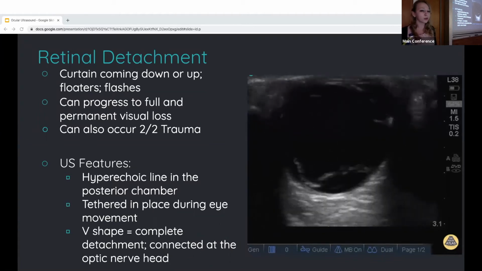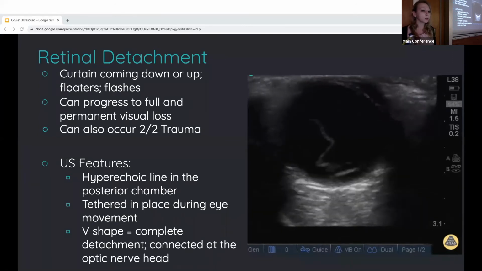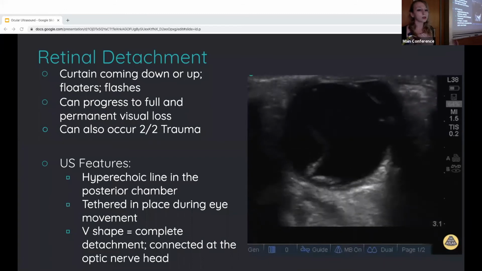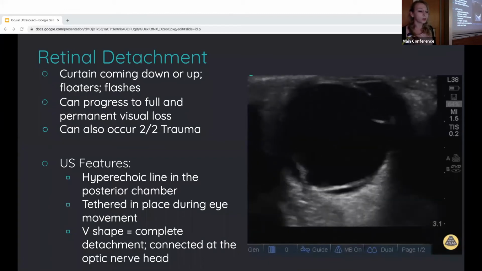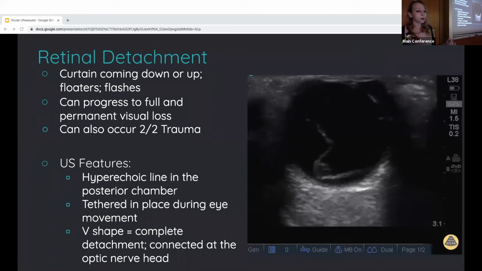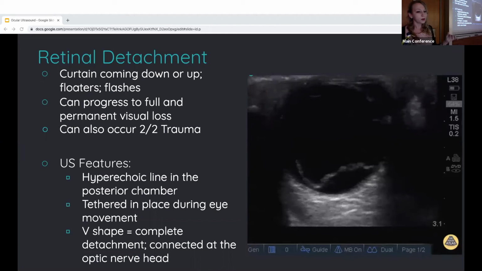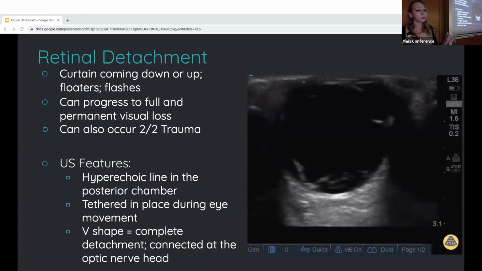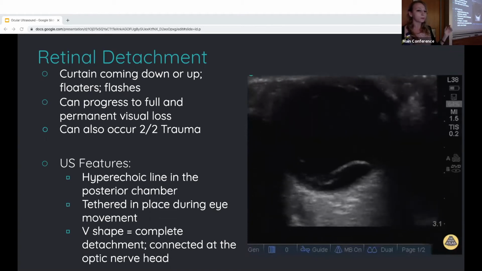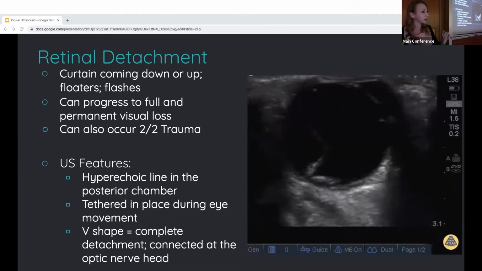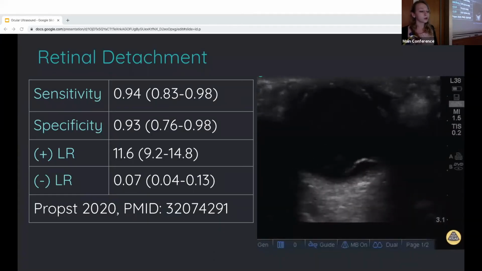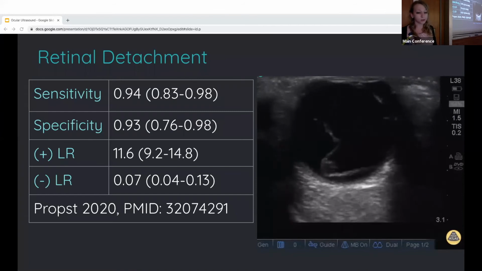The ultrasound features will be a hyperechoic line in the posterior chamber. That's the squiggly line that you see, and it'll be tethered in place during the eye movement. If you see a V shape, that means it's a complete detachment because it's only attached at the optic nerve head, rather than if you only see one side, then it's an incomplete detachment. The sensitivity of ultrasound for that is 94% and specificity is 93%.